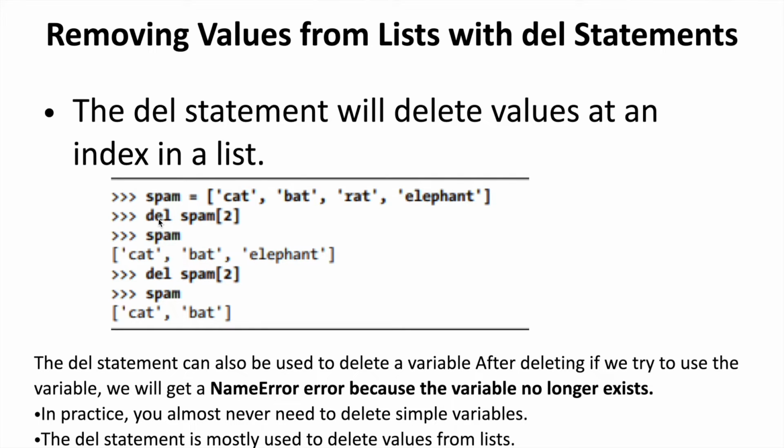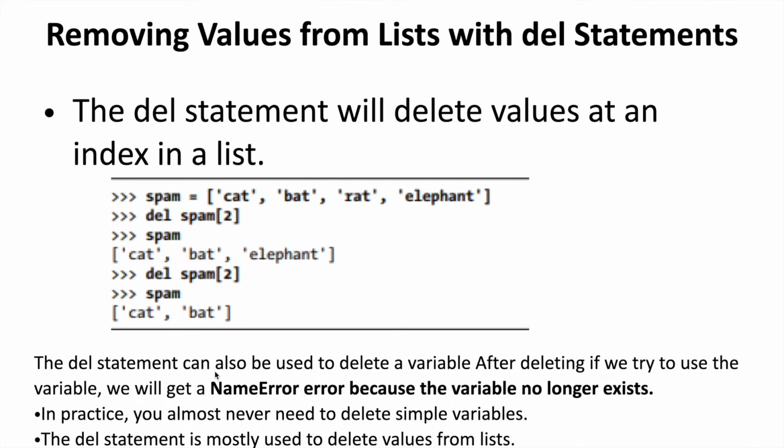Suppose I give del spam[2], so it will delete the rat. You can see the element at the second index is rat, so it will delete the rat. Now if you see the output, you can see cat, bat, elephant is displayed. Rat got deleted. In the same way, this is just an example.